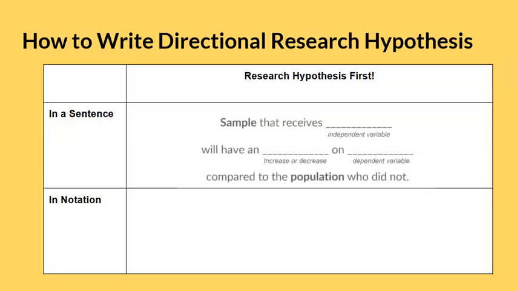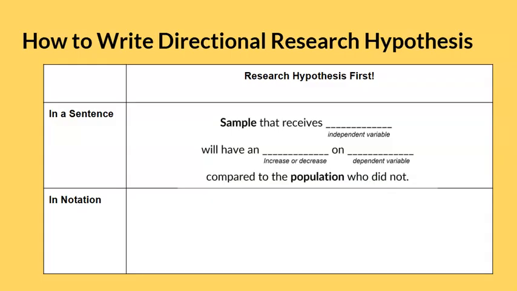The research hypothesis would be written like this. The sample that receives the independent variable will have an increase or decrease on the dependent variable compared to the population who did not. Recall that the dependent variable is what is being measured in the study. The independent variable is being manipulated by the researcher. You will need to fill in what the independent and dependent variables are in the hypothesis statement. Since we are predicting the direction, you will fill in whether it's an increase or a decrease.